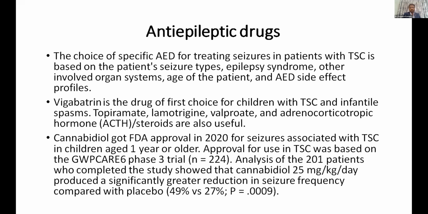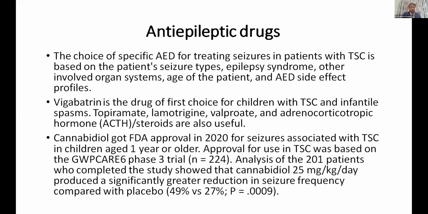What are the anti-epileptic drugs which we should be using? The choice will obviously depend on the patient's age, type of epilepsy, weight, other organ involvement, and the side effect profile. Obviously, vigabatrin, Sabril, as we all know, is the first drug of choice in children with TSC, especially with infantile spasms. We can also use topiramate, lamotrigine, valproate, ACTH, and steroids, individually or in combination, based on the clinical situation.